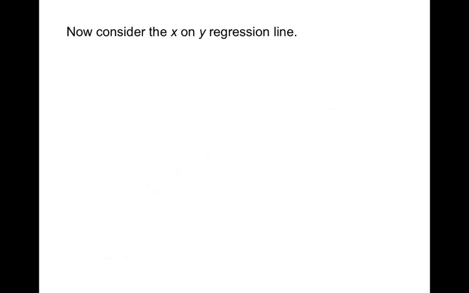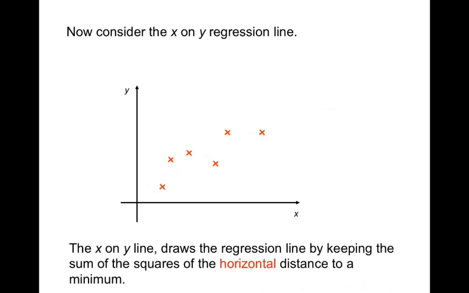The other line is called the x on y regression line, and this does a similar sort of thing, but it keeps the horizontal distance to a minimum. If you remember the previous slide, the distances were all vertical. Now they are all horizontal. Again, because some are on different sides of the line, we square them, called the least squares regression line.